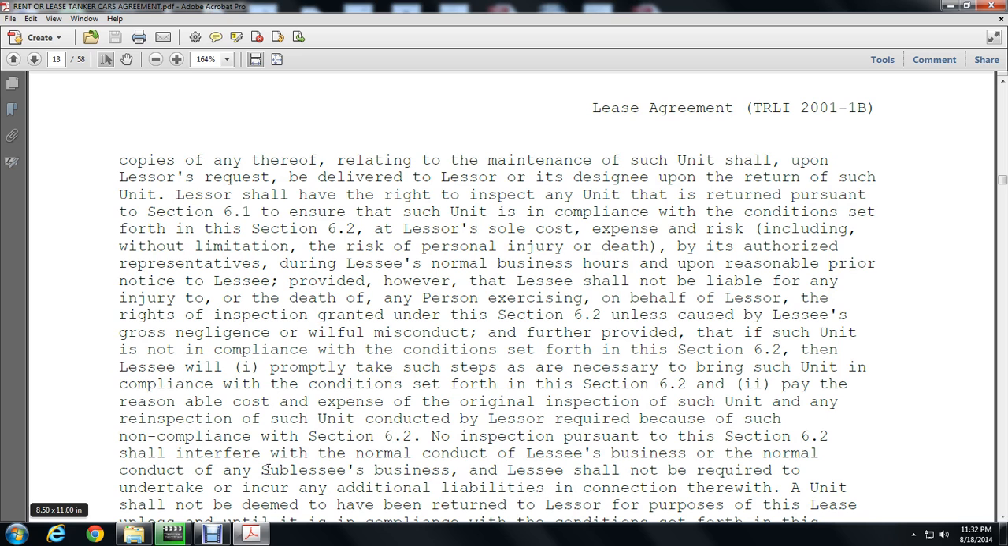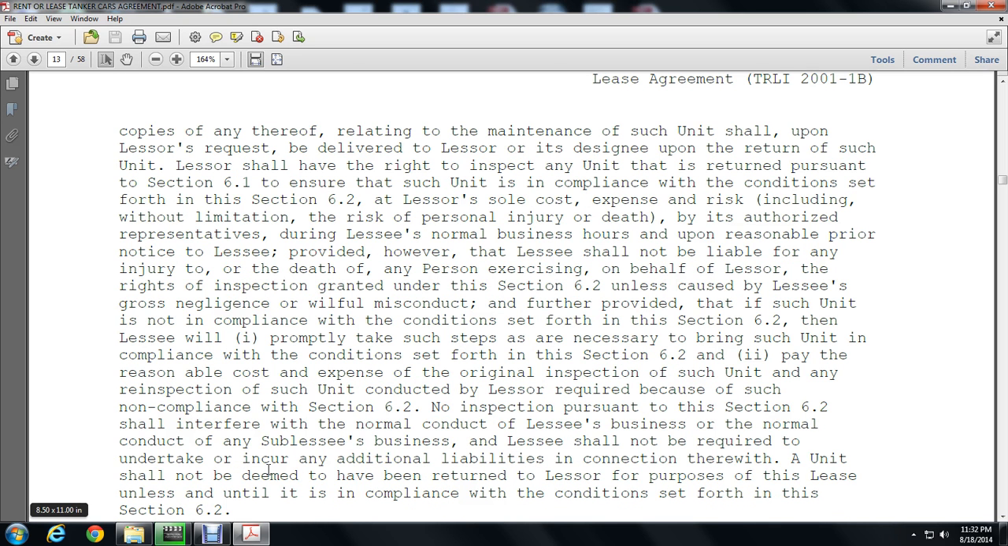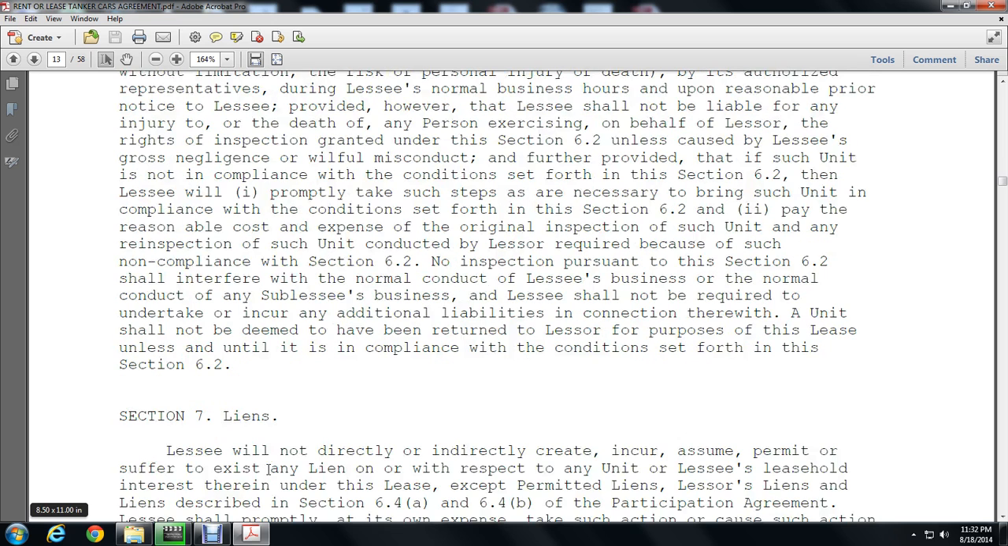A unit shall not be deemed to have been returned to the lessor for the purposes of the lease unless and until it is in compliance with the conditions set forth in this Section 6.2.